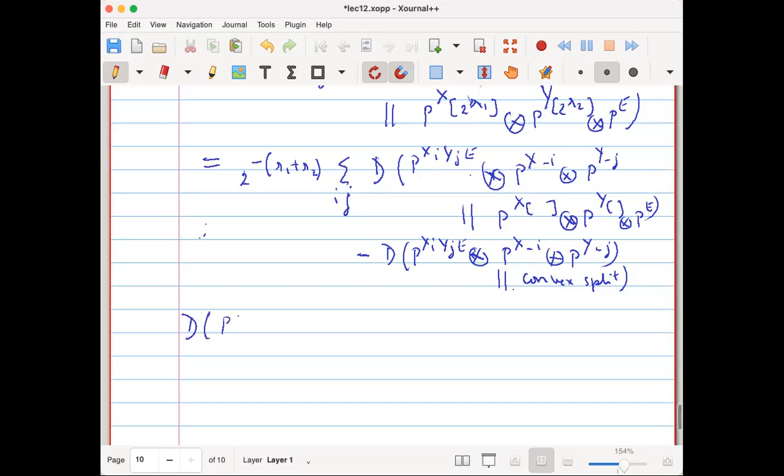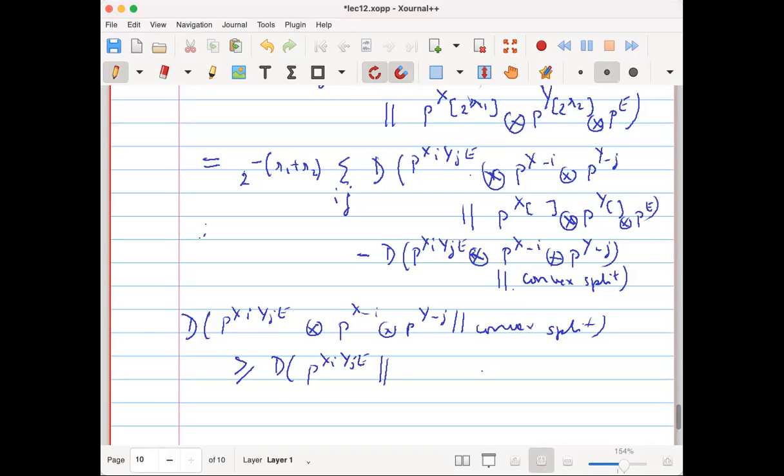So this is E P xi yj E, tensor product P x minus I tensor P y minus j, convex split. So by data processing inequality, this is greater than D P xi yj E with respect to what I get by discarding x minus I and y minus j of convex split.